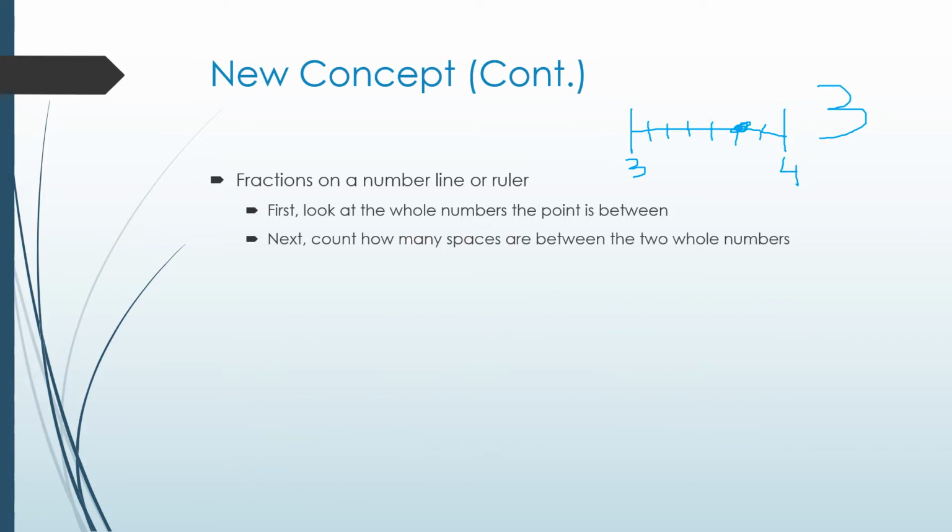Next, we're going to count how many spaces are between the two whole numbers. So I'm going to do that in a different color for you here. Here's 1, 2, 3, 4, 5, 6, 7. I've got 7 spaces between the whole numbers. So my bottom number, my denominator, would be 7.